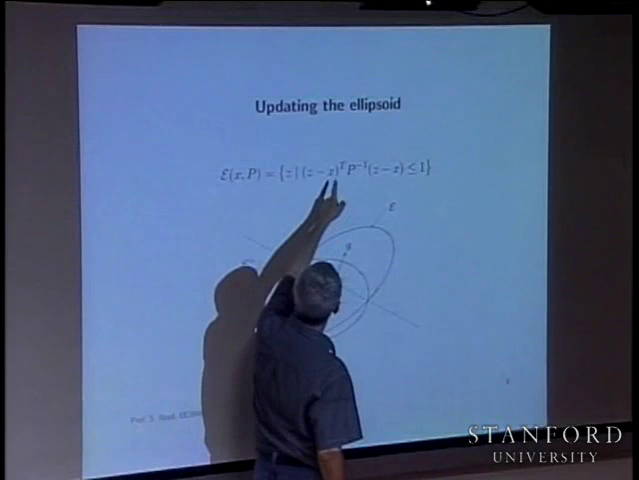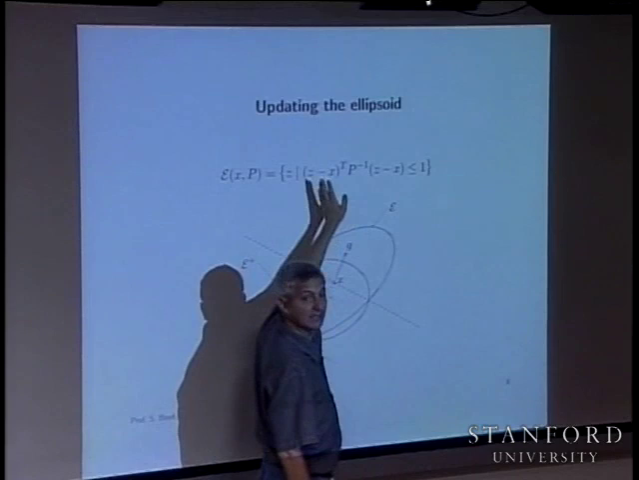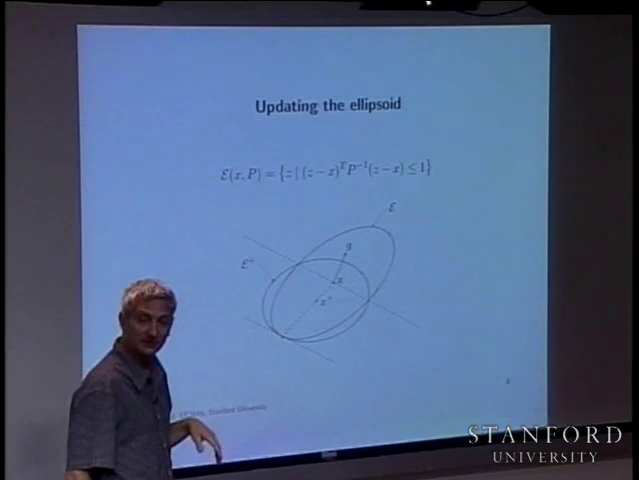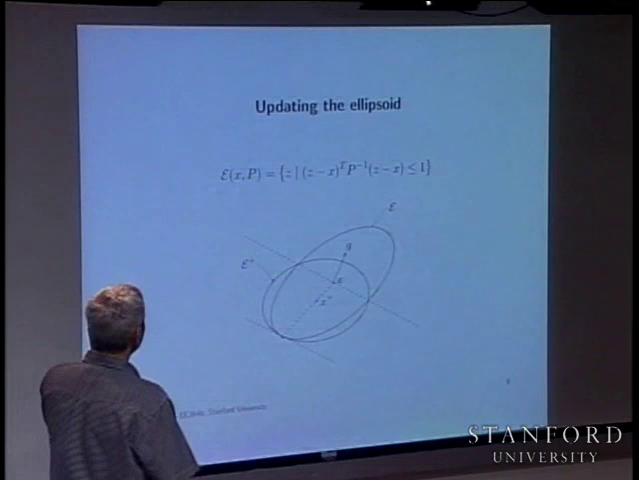We're going to parameterize it by the center and a matrix P that's positive definite. In this formulation, things like the volume are proportional to something like the square root of det P, but don't quote me on that. Roughly speaking, the bigger P is, the bigger the ellipsoid. Do I get that right?